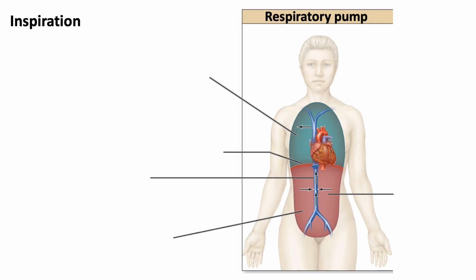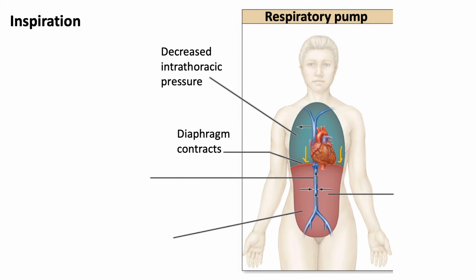Let's look at the mechanics of the respiratory pump. When we breathe in, or inspire, we're going to see contraction of this diaphragm, so it's going to flatten out. When that happens, we're going to see a decrease in intrathoracic pressure. Within the thorax there's going to be a decrease in pressure, right? This area is going to get bigger, so the pressure is going to drop.